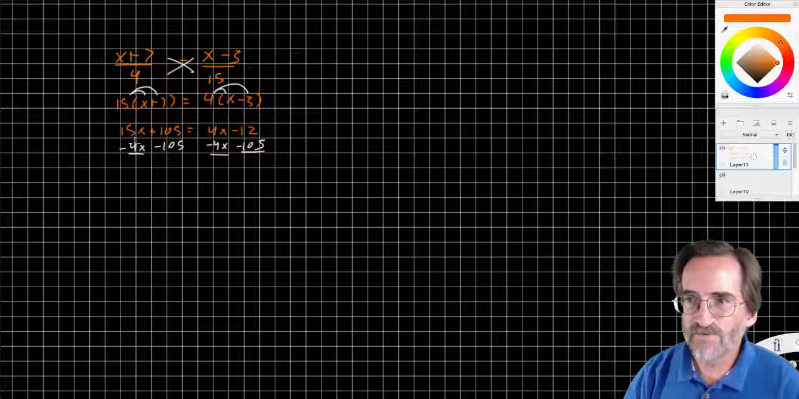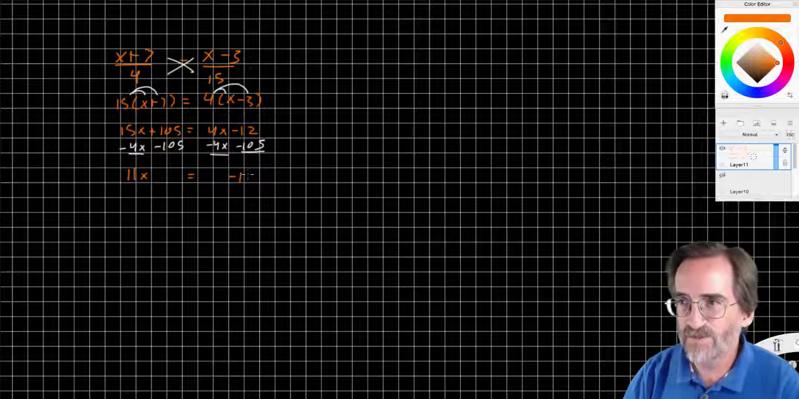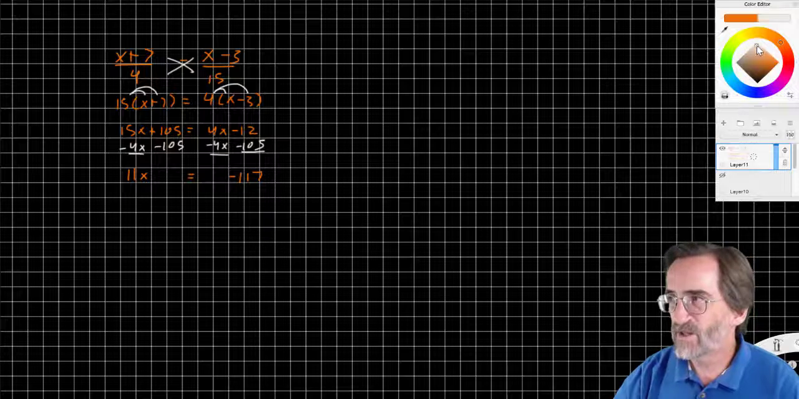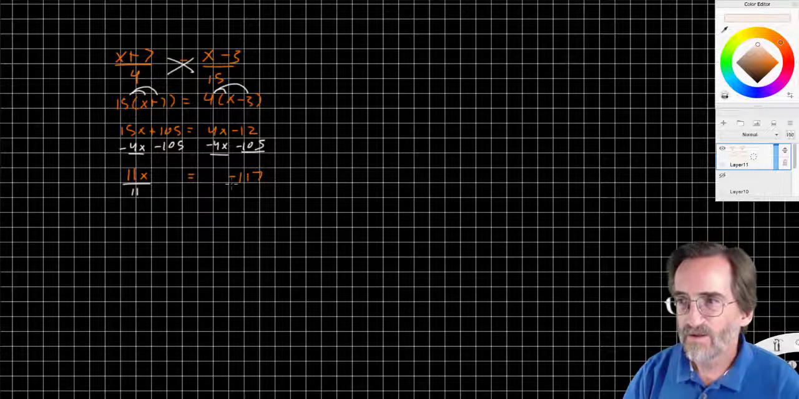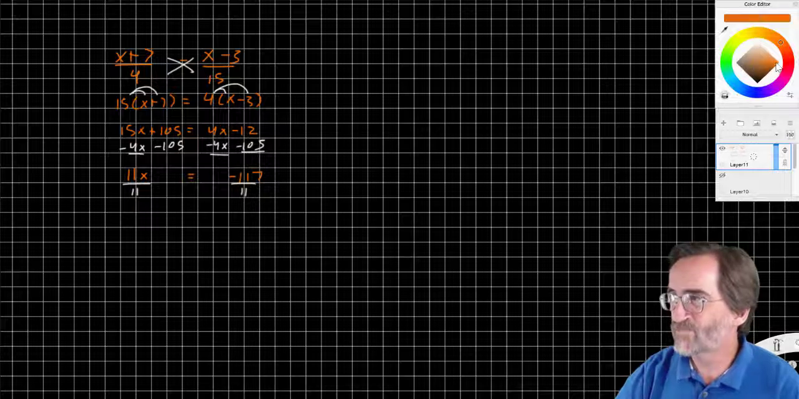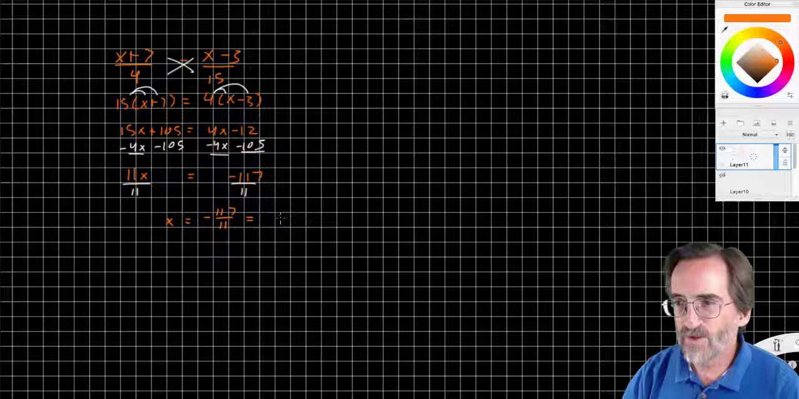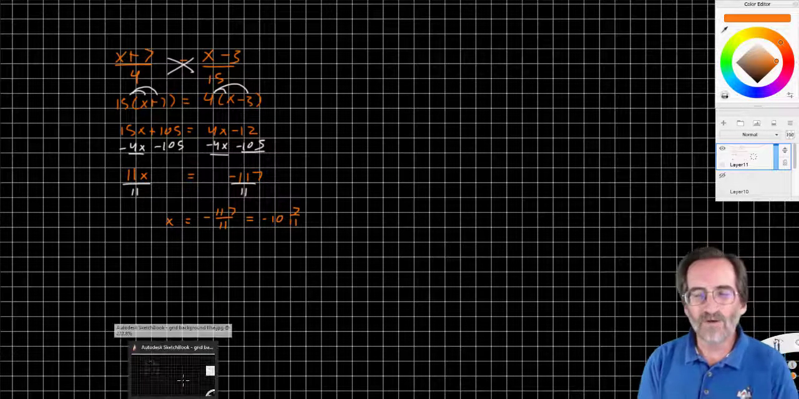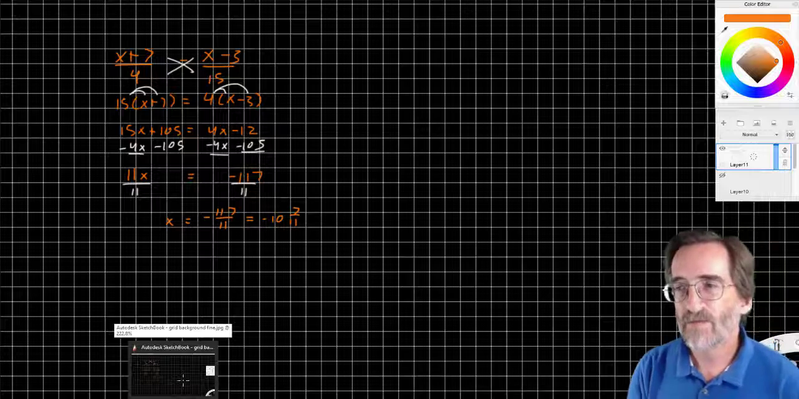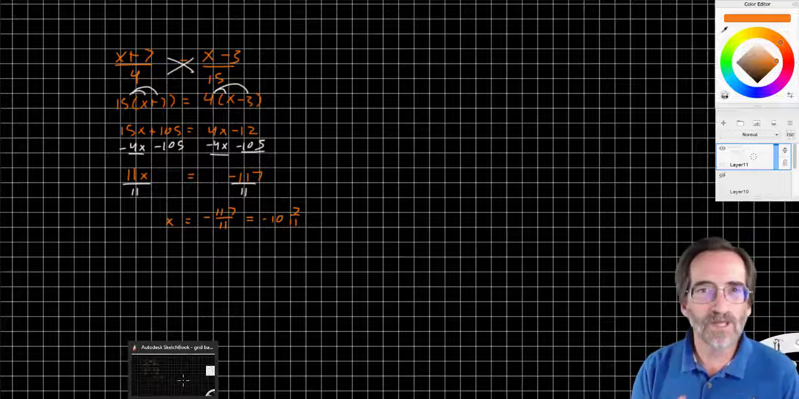And we end up with 15x minus 4x is 11x. 4x minus 4x is nothing. Negative 12 and negative 105 is negative 117. And then divide by 11. Now this one didn't turn out really nice because I just made up the numbers off the top of my head. But we get x equals negative 117 elevenths. Or you could rewrite that as a mixed number, negative 10 and 7 elevenths, or about negative 10.7 to the nearest tenth.